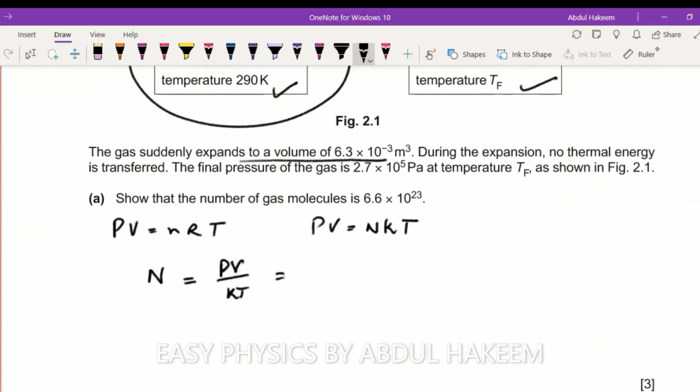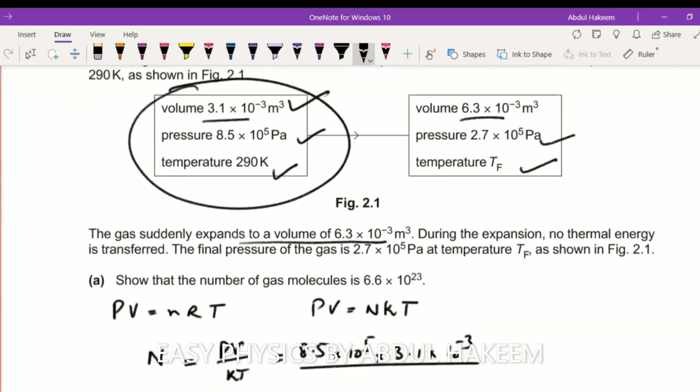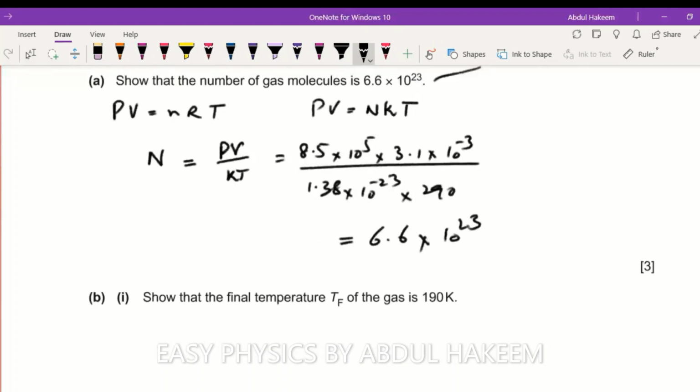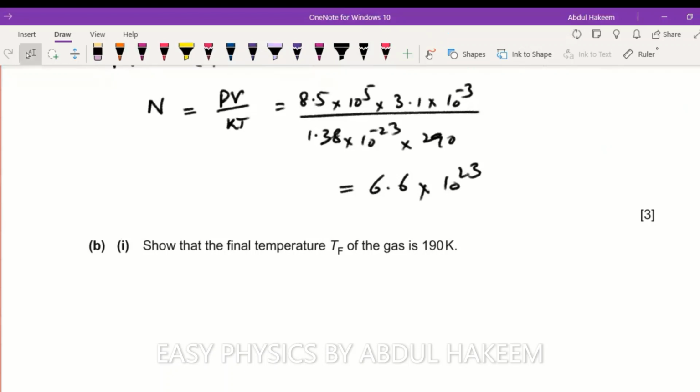So the pressure is 8.5 times 10 power 5 and the volume is 3.1 times 10 power minus 3, divided by k, the Boltzmann constant, 1.38 times 10 power minus 23, and the temperature in Kelvin, the initial is given, it's 290. And after the calculation, we will get the answer, 6.6 times 10 power 23. So it's proved.